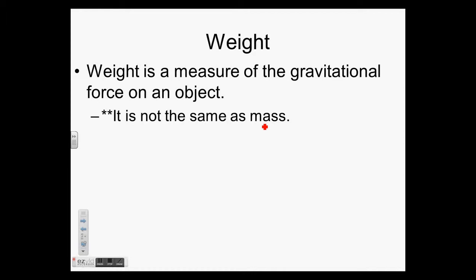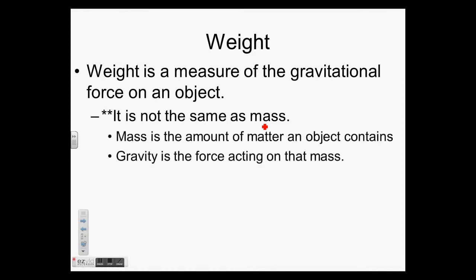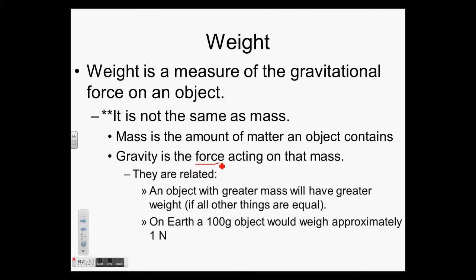Okay, so weight. We're just talking about it. Weight is a measure of the gravitational force on an object. It is not the same as mass. We just saw that in my last example about the gold. Mass is the amount of matter an object contains. Gravity is the force acting on that mass. So they're definitely similar. Mass is the amount of matter in the object. Gravity is the force acting on that mass.